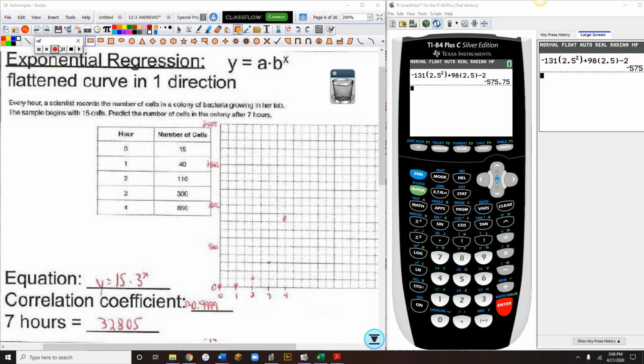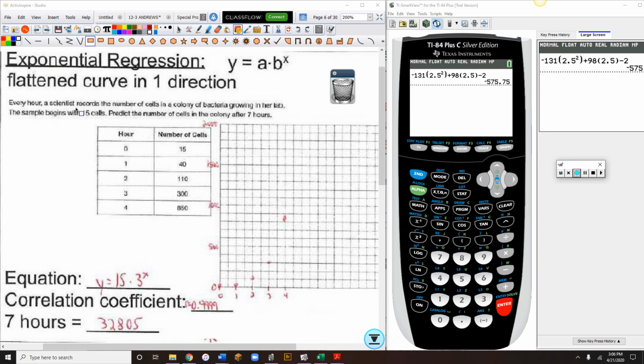All right, our last regression, we're going to be doing exponential regressions. So we're looking to create equations that are in the form y equals a times b to the x power. Remember, a is how many of something that they started with, it's like your y-intercept, and b is what you're multiplying by.